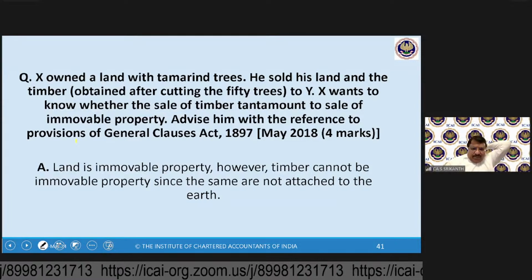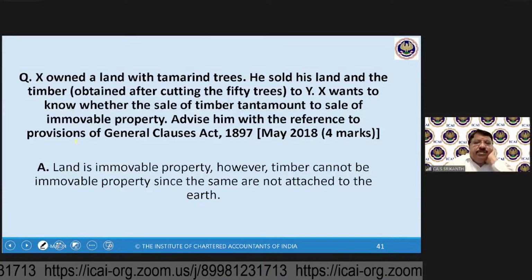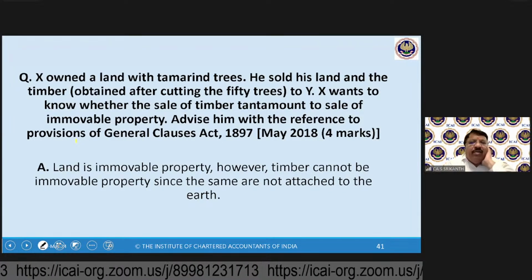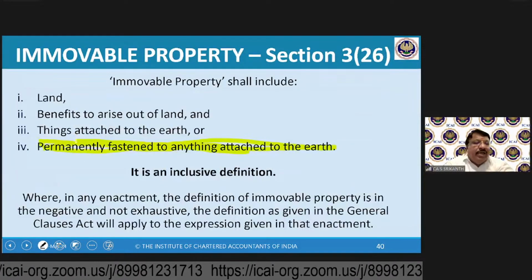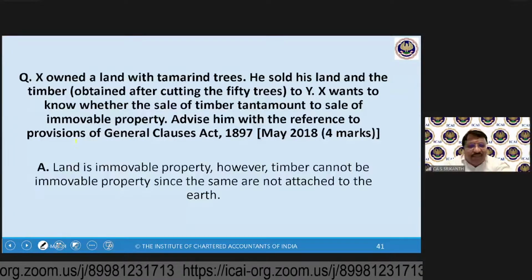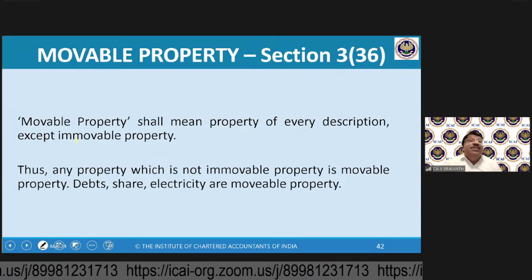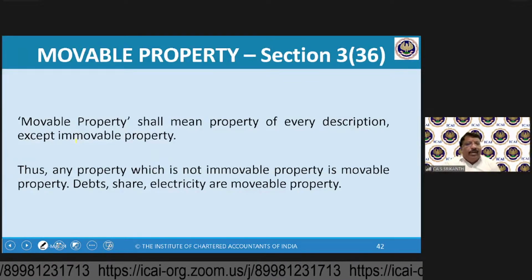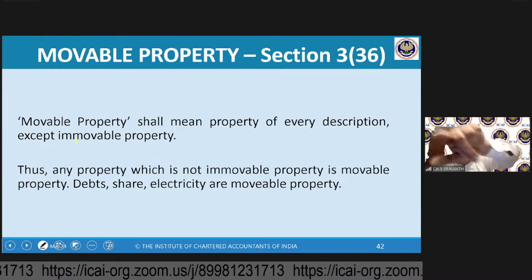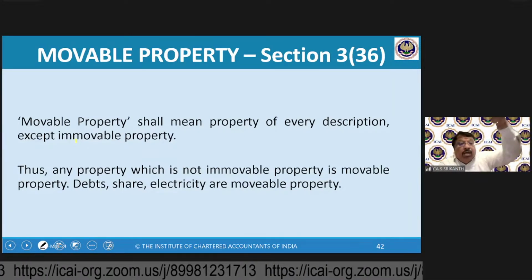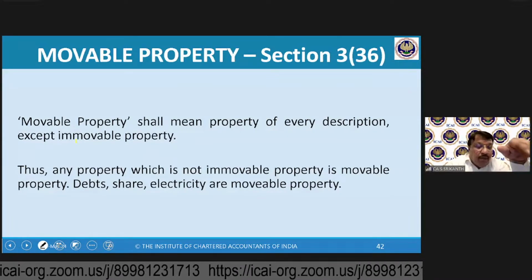X owned land with tamarind trees. He sold his land and the timber obtained after cutting the 50 trees. X wants to know whether the sale of timber is immovable property. See, land is immovable property. However, timber, once it is cut, is not attached to the earth or permanently fastened. Therefore, it becomes movable property. Here, movable property is not exhaustively defined. They say movable property shall mean property of every description except immovable property. So if you are unable to bring it under immovable property, it becomes movable property.